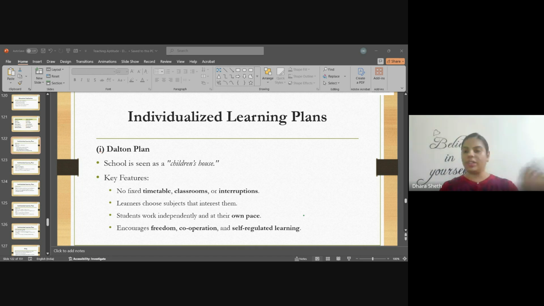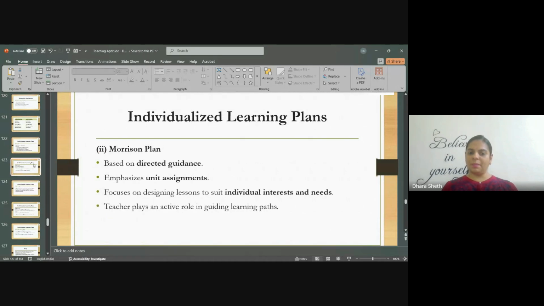I have already not included factors affecting teaching. Dalton plan is where there are no fixed timetables. So you have seen all those kind of concept schools where there are trees and children playing around and those kind of stuff where there are no classrooms. So all those kind of things are included here in Dalton plans.